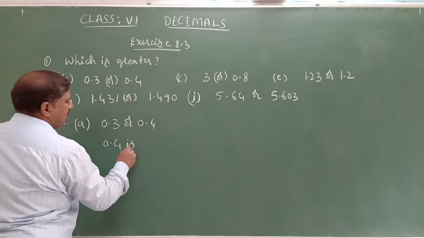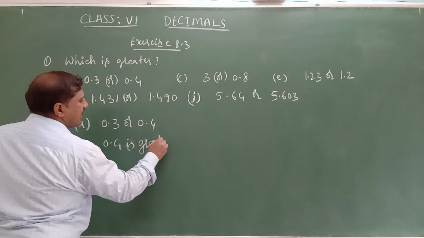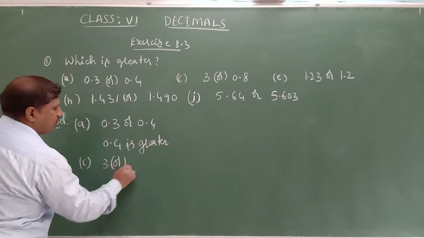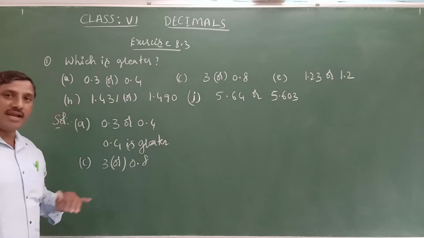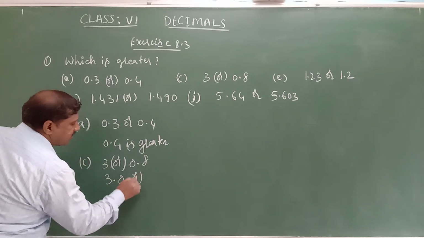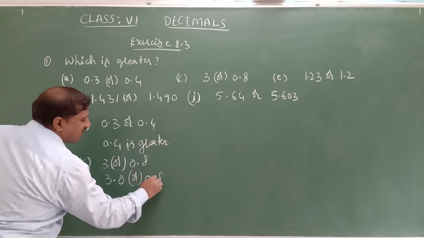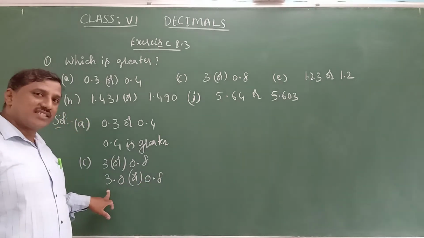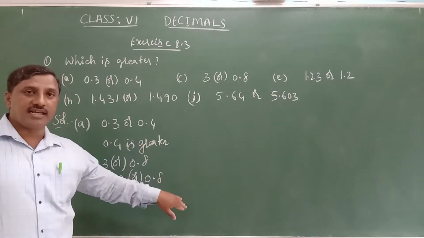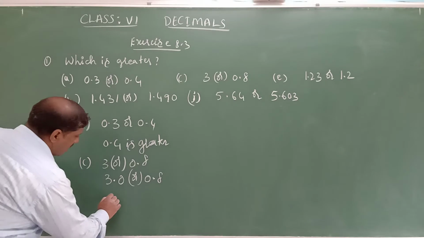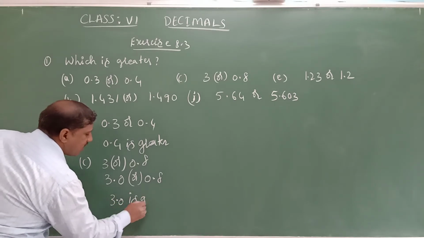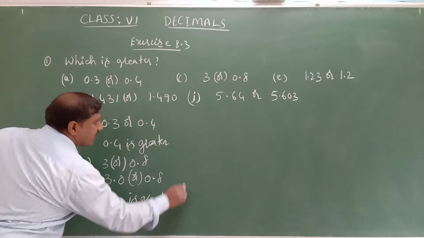0.4 is greater. Next, compare 3 or 0.8. Compare the whole part. 3 means it is 3.0 or 0.8. Compare the whole part. In the first decimal we have 3 and here we have 0. As 3 is greater than 0, therefore 3.0 is greater.